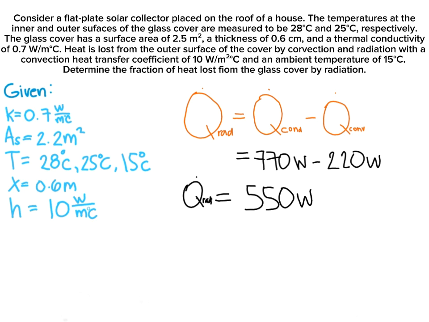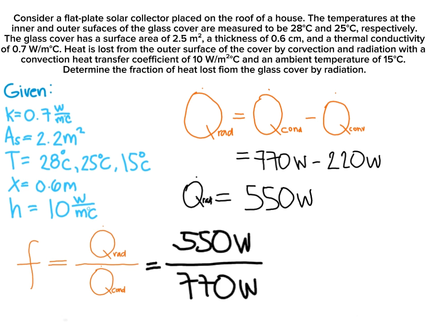Then the fraction of heat transfer by radiation becomes: the fraction of heat transfer equals the rate of heat transfer by radiation, which is 550 watts, divided by the rate of heat transfer by conduction, which is 770 watts. So the final answer is 0.714 or 71.4%.